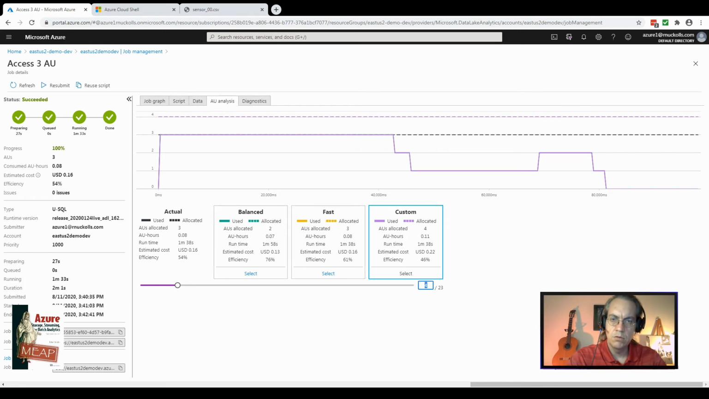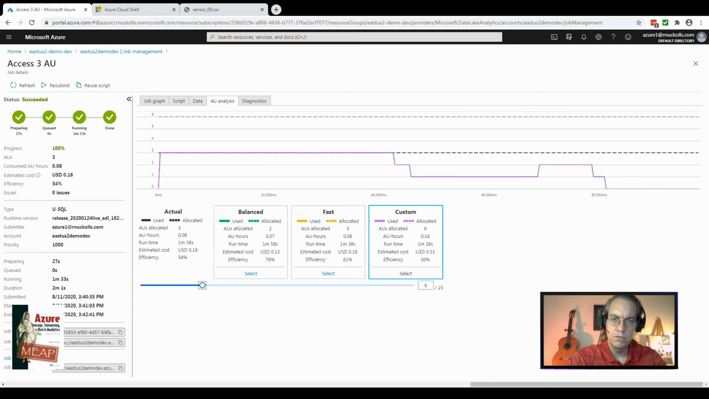So you can add in your own custom level of AUs to get a calculation of what this job would look like when you run it with a higher number of AUs. In this case, we're looking at 6 AUs here in our purple line. We only ever use 3 AUs during load, and then we're down to 2 and 1 AUs for calculations and output. So 6 AUs would be over allocation for this and wasted expense with no benefit to us for our running of this job.